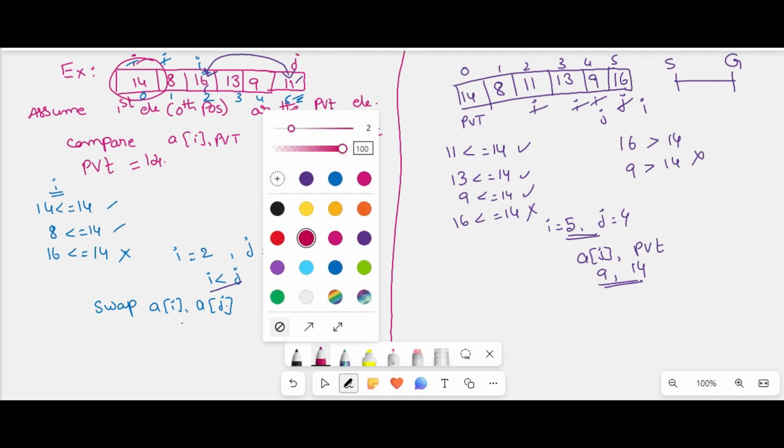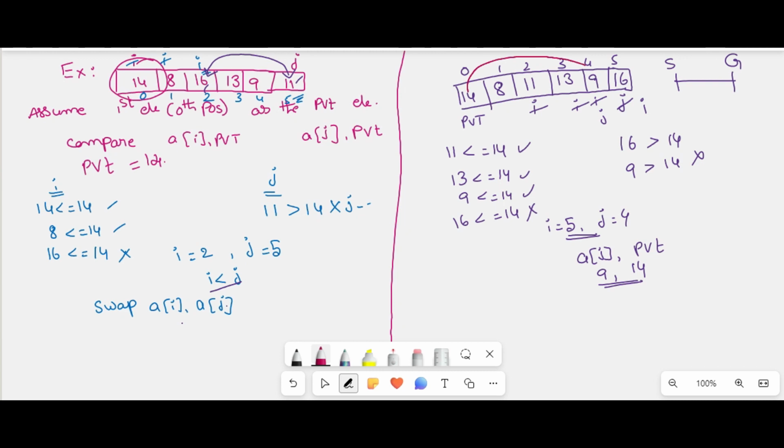So that means the pivot element and this J. So 9 and 14 are swapped here. So now the array is, here you will get 9. Okay. Remaining elements are as it is, 11, 13, and here you will get 14 and 16.